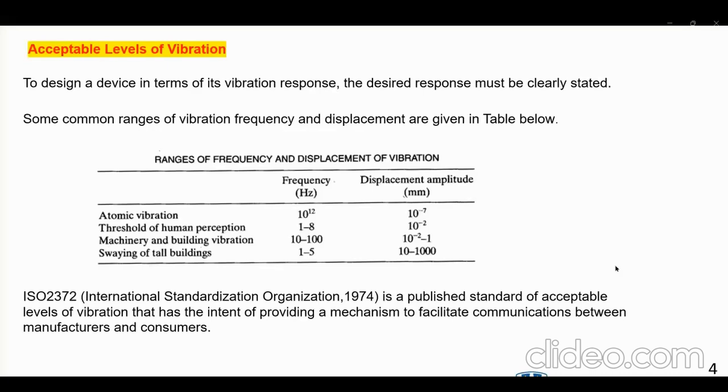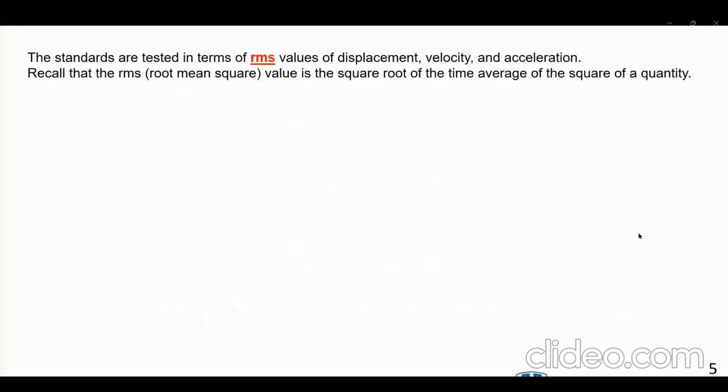Now, certain standards were set by ISO, under the ISO 2372 designation. We're going to be looking at those in a few minutes. This is intended for facilitating communications between manufacturers and customers. Most standards are in terms of RMS values. Of course, things can be thought of in terms of peak values, the maximum values, for example, but RMS is very common, and that is what we're going to be doing our examples with.